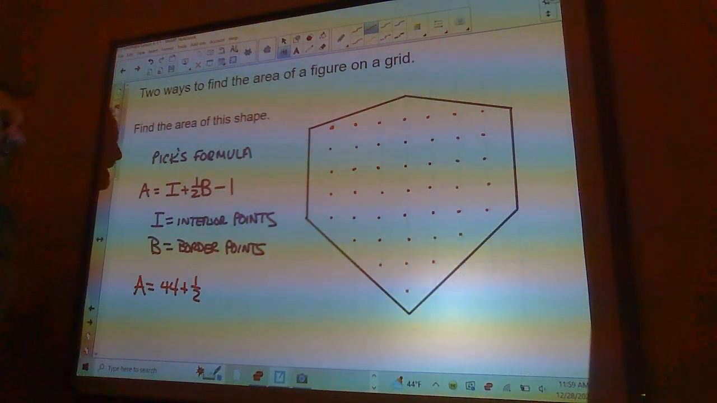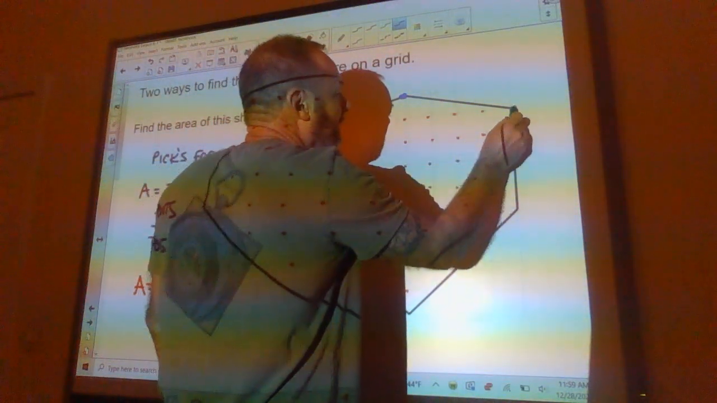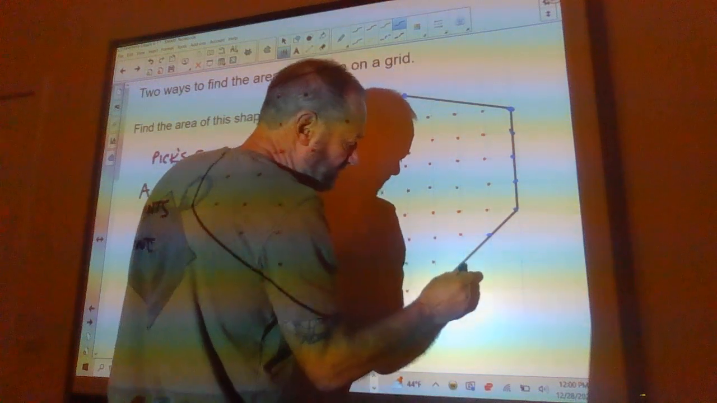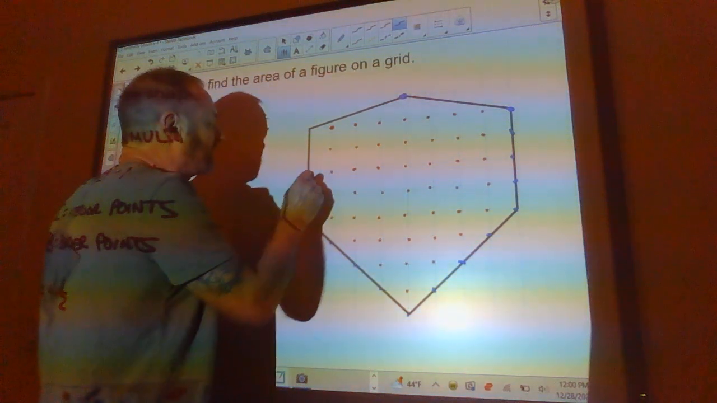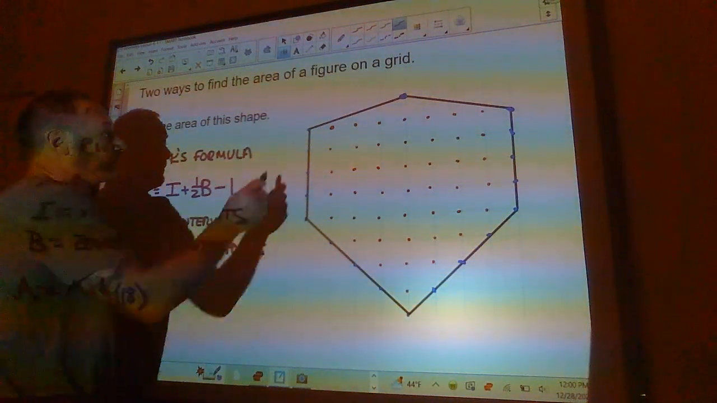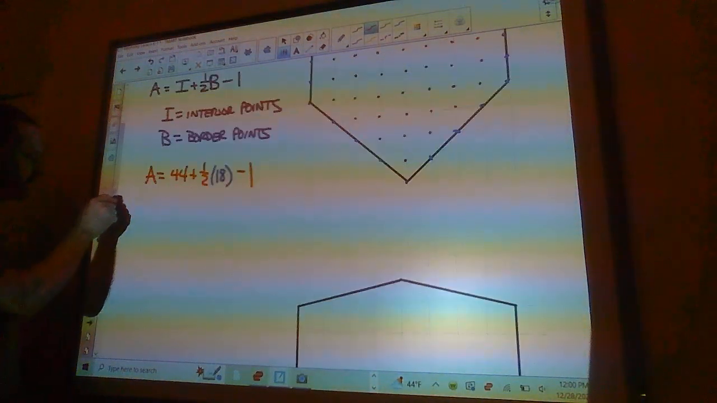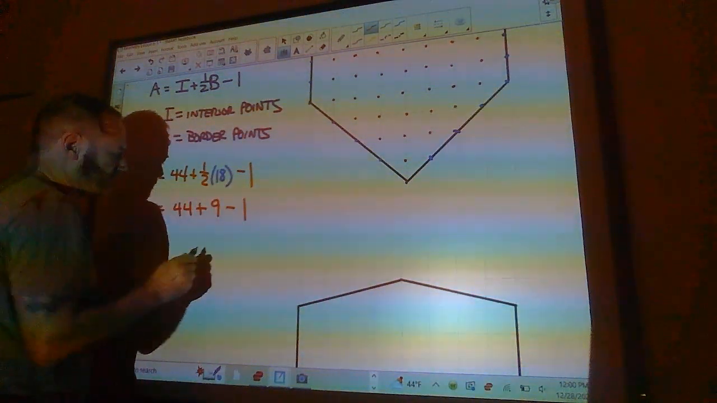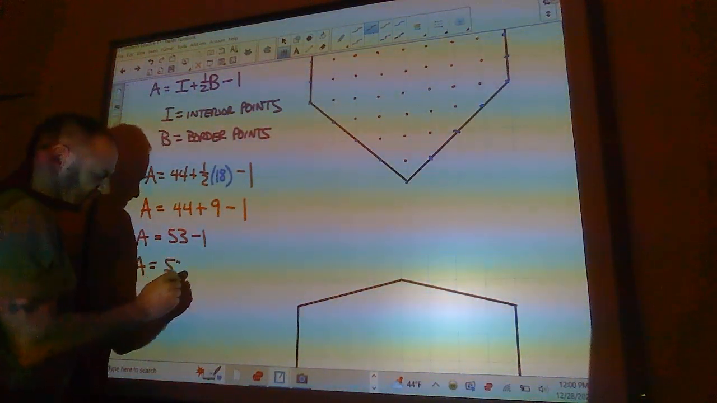44 plus 1/2. Now we got to count the border points. So the border points, there's one, none in here, there's another, there's 2, 3, 4, 5, 6, 7, 8, 9, 10, 11, 12, 13, 14, 15, 16, 17, 18. There's none along there. So there's 18 border points. And then minus 1. So the area of this thing would be 44 plus 9 minus 1, which would be 53 minus 1, which would be 52 square units.